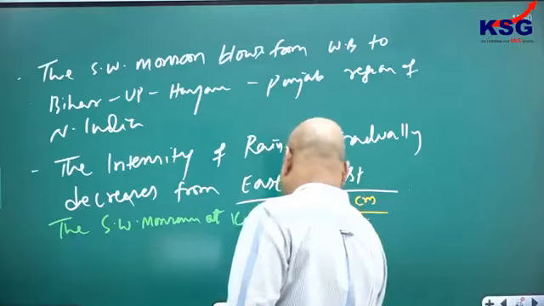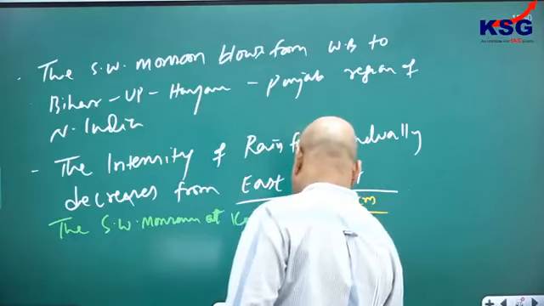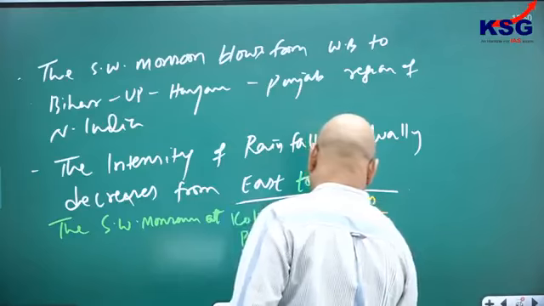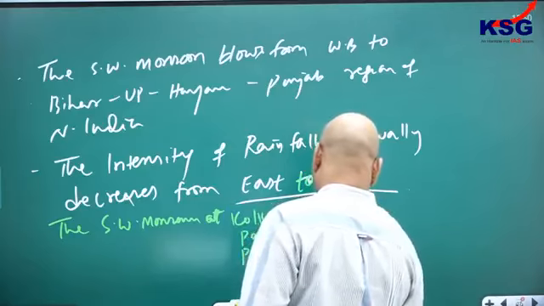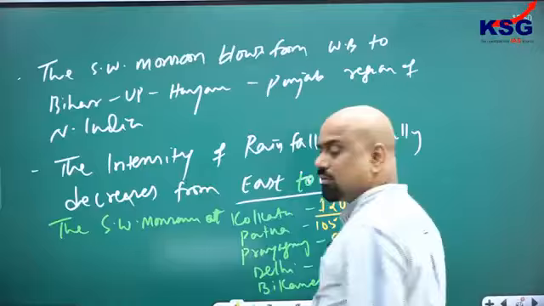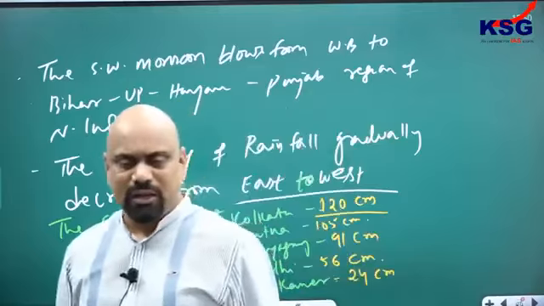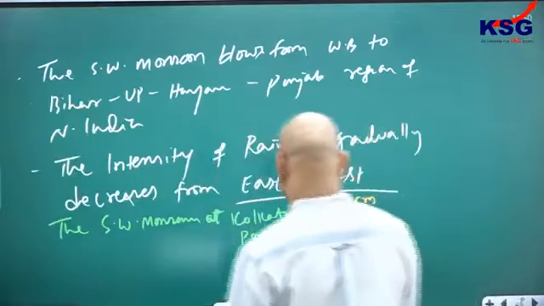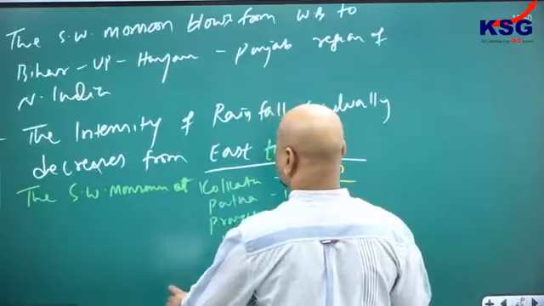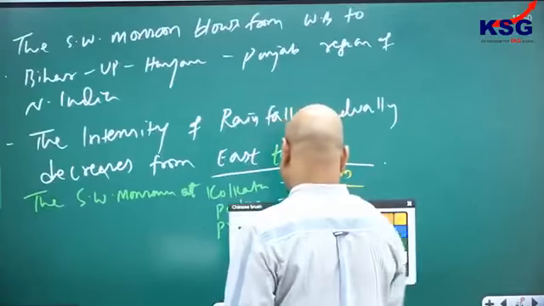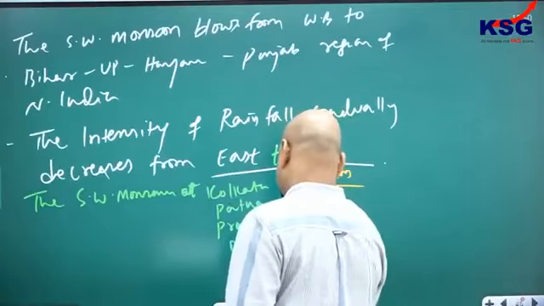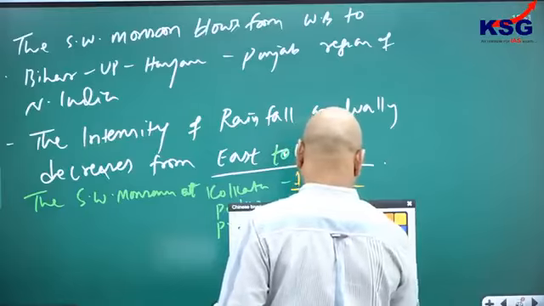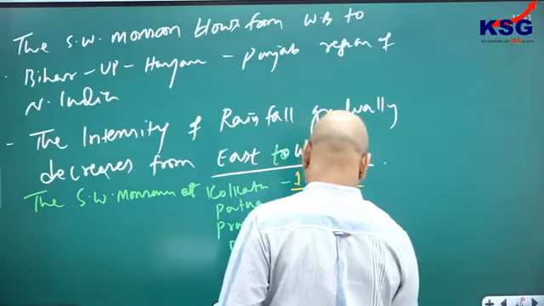At Bikaner it is nearly 24 centimeter finally. So you see, it gradually decreases. Srinagar 20 centimeter. And at Srinagar, for example, finally it is giving around 20 centimeter. 20 cm.